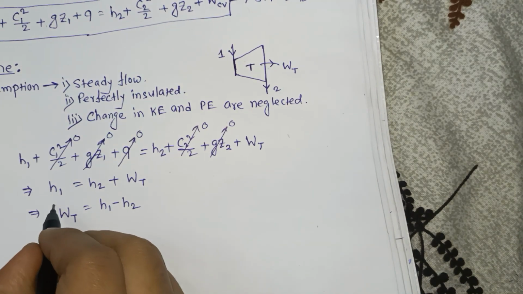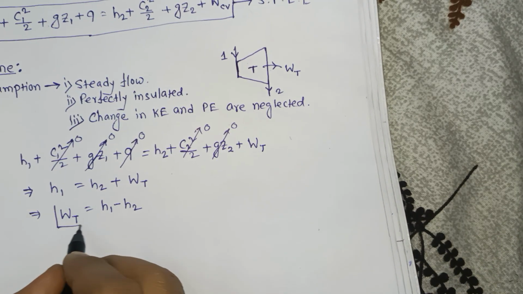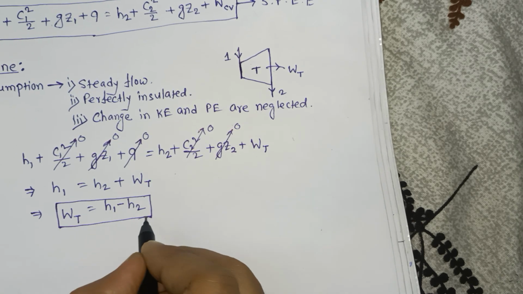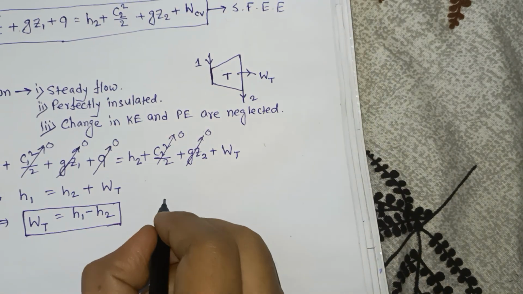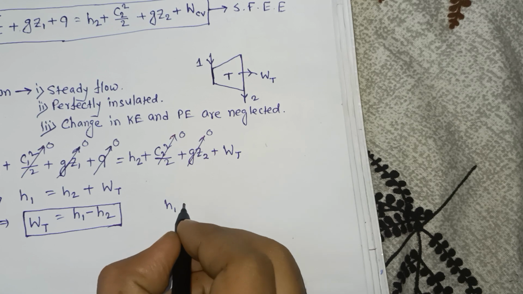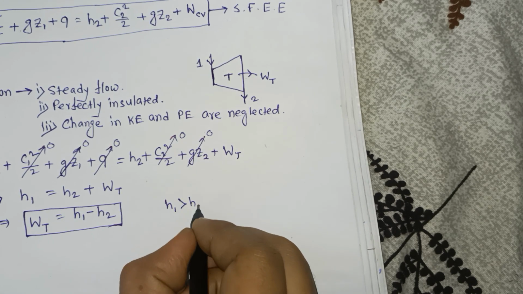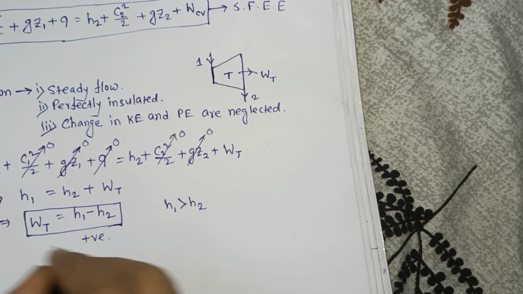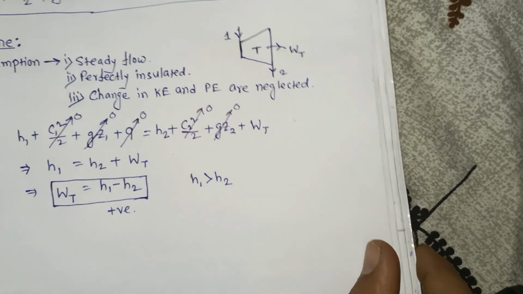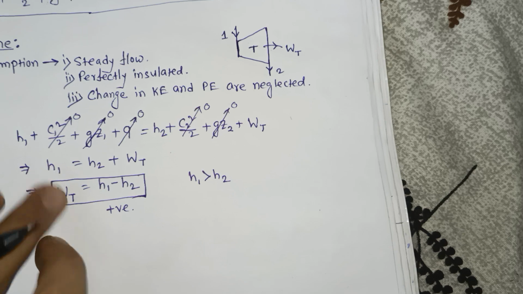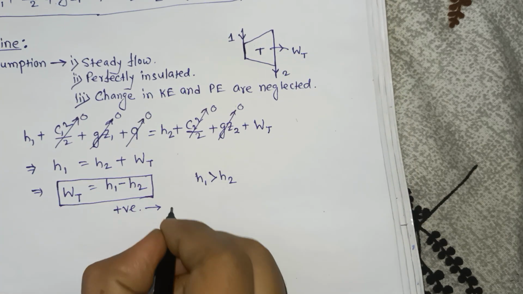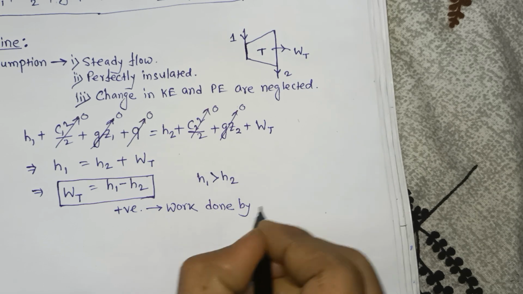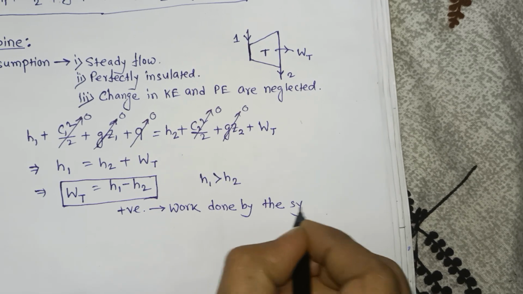So this is the work done of turbine. Here specific enthalpy h1 is greater than h2. That's why this value will be positive. This value WT, the turbine work, will be positive. That means work done by the system. Positive means work done by the system.